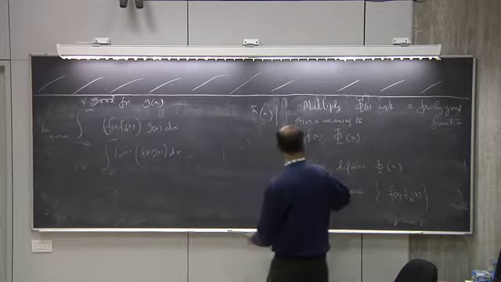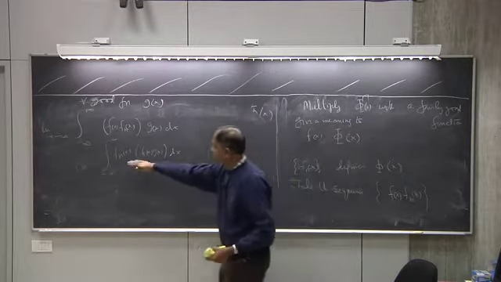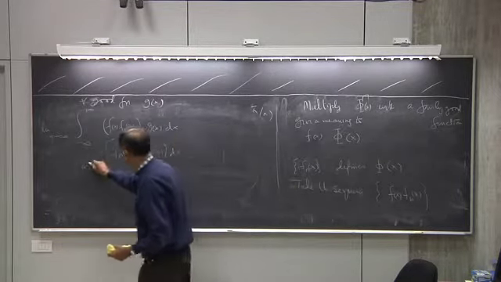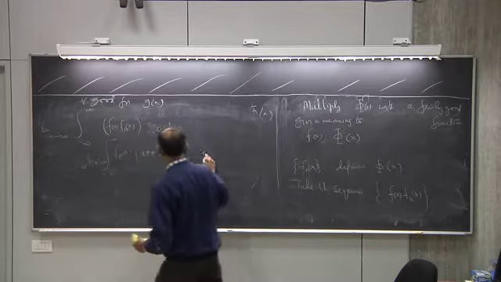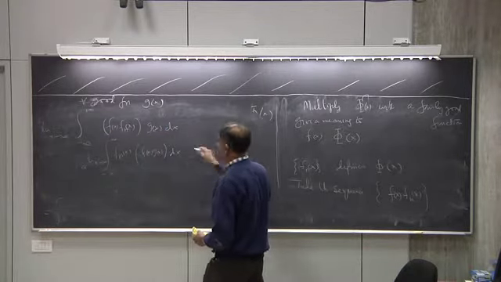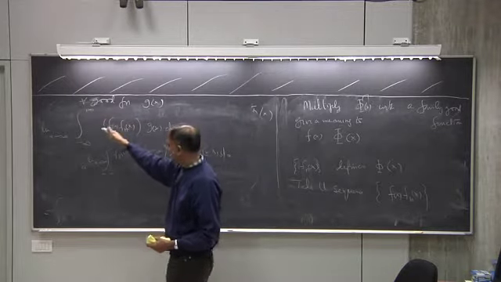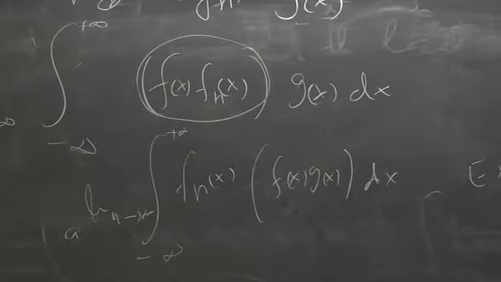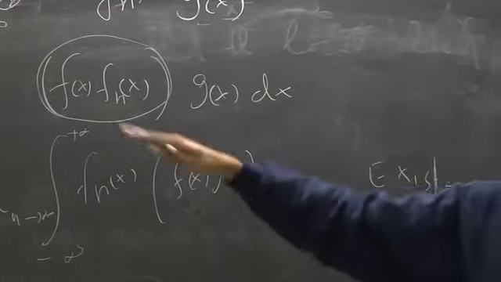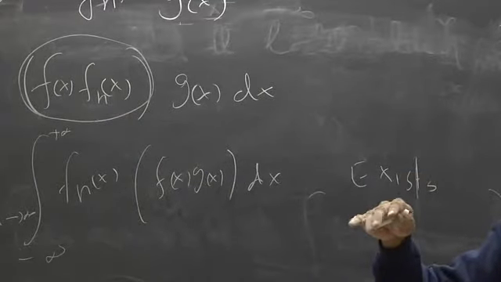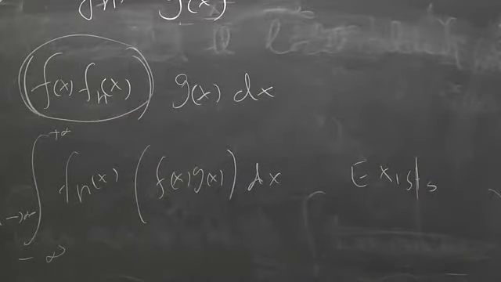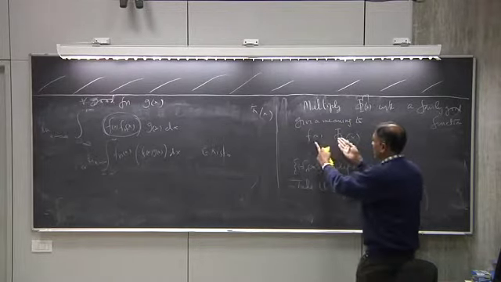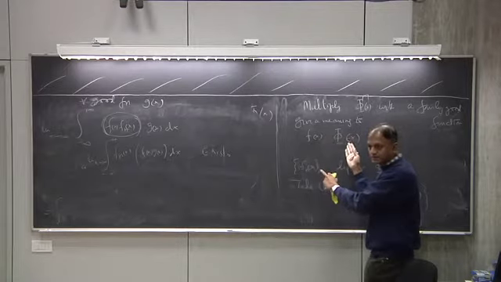So by the definition that f_n defines a generalized function, this limit exists, right? And therefore this limit exists, because this is the same as that. So this sequence again defines a generalized function, right? And that generalized function is simply denoted by the symbol f(x) times phi(x).